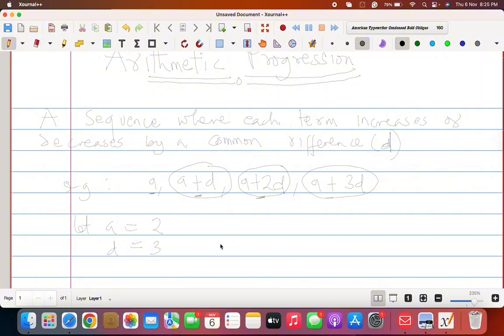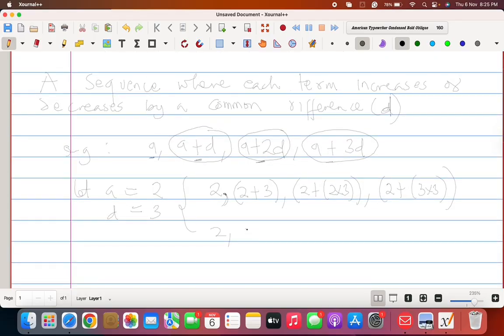So I'm trying to construct the sequence for this. So I said let A be equal to 2 and D equal to 3. So for me to get the sequence, I'll say my A is 2, comma. Now my A is 2 plus 3, second term, comma. My A is 2 plus 2 times 3, comma. My A is 2 plus 3 times 3. So this is 2, 5. 2 times 3 is 6 plus 2, 8. 3 times 3 is 9 plus 2, 11.